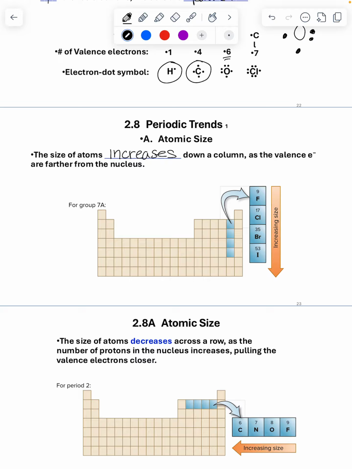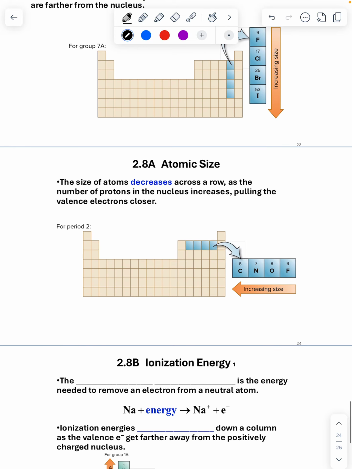When we talk about going across a period, this says row. I think a better word would be period. We call the rows periods. As you go across the period, the size of the atom gets smaller. The size of the atom decreases as you go across the period. The number of protons in the nucleus is increasing, and this pulls the valence electrons in closer. So as I go down the group, the size increases. As I go across from left to right, the size decreases.